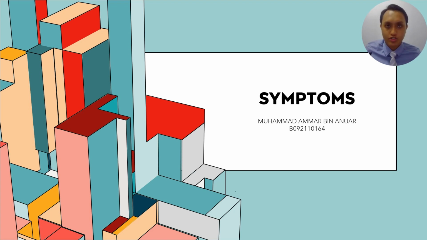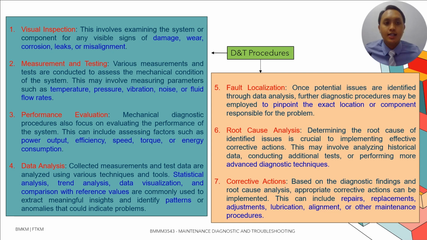The first procedure is visual inspection, the first procedure for DNT. This involves examining the system or component for any visible sign of damage, wear, corrosion, leaks, or misalignment. So students use a visual inspection first. Then the second is measurement and testing. This may involve measuring a parameter such as temperature, pressure, vibration, noise, or fluid flow rates. But on our equipment, which is the shut-off valve, we are using a water pressure gauge to measure.